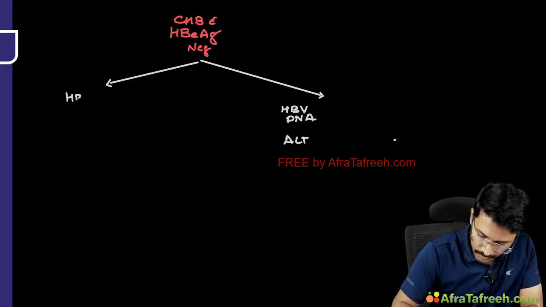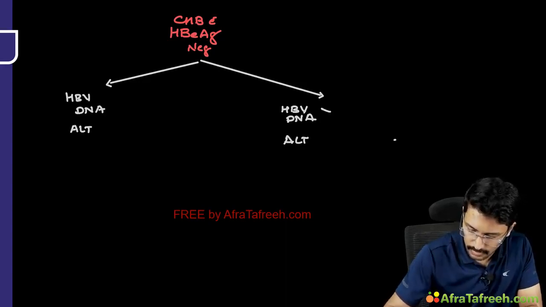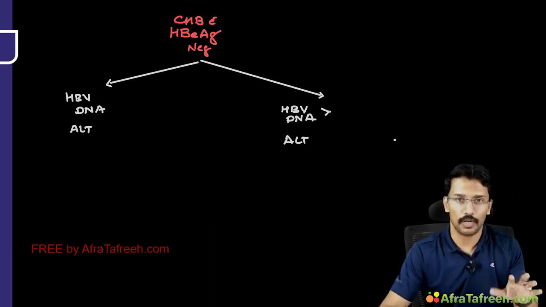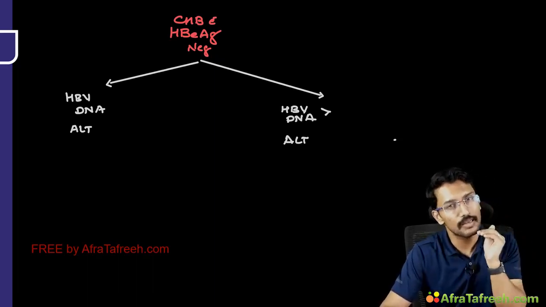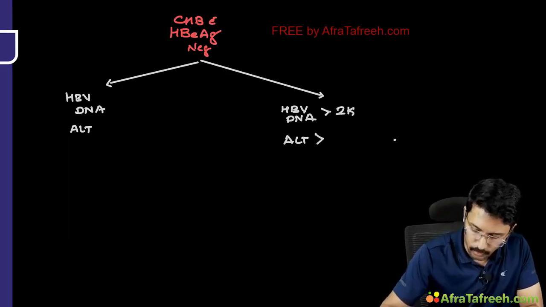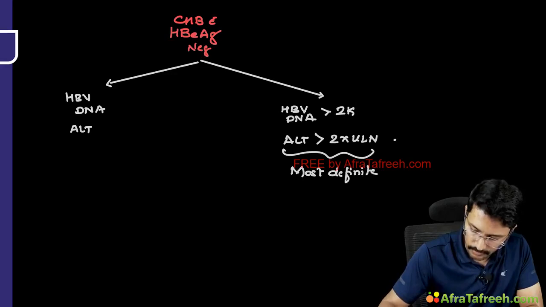So the indications are pretty similar to what we have discussed so far for the HBeAg positive cases. The only difference is that we know this is a more aggressive form, more replicative, more infective. If it is a pre-core mutant, we have to keep the lower DNA threshold as the cutoff. So when it is more than 2K and ALT is more than 2 times the upper limit of normal, it is the most definitive indication. No controversy there.